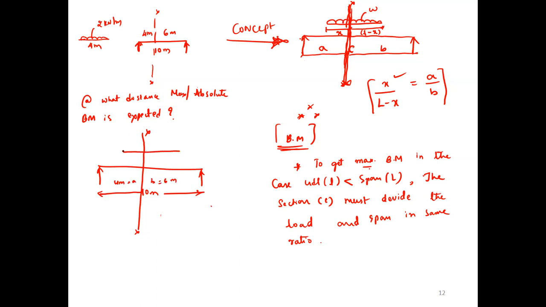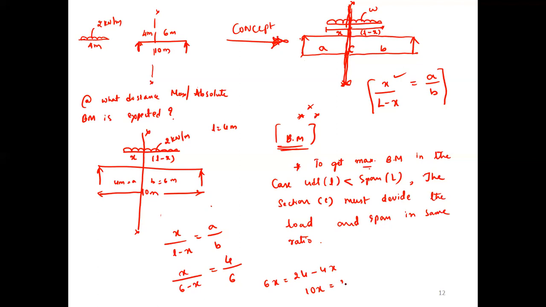Now you consider the UDL on the section. You consider this part as X and this as l minus X. The UDL is 2 kN/m, and l is given as 4 meters. Now you consider the ratios. X by l minus X is equal to A by B. X equals 6 minus X times A by B, with A as 4 and B as 6. So 6X equals 24 minus 4X. So 10X equals 24, X equals 2.4.